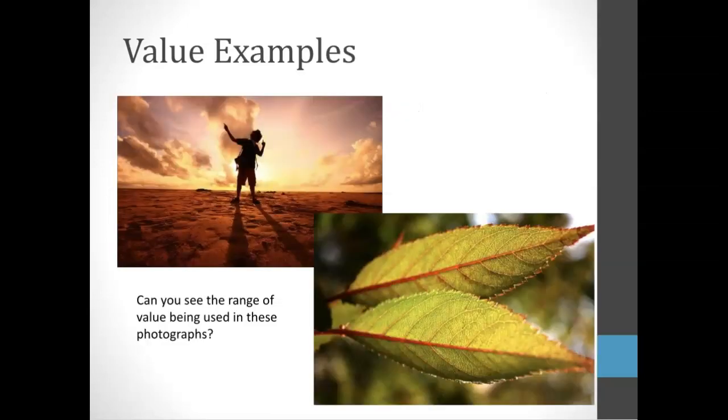Here's some good examples of value being used. The light is coming from behind in both of these images. One to create a silhouette, and another that just creates an interesting view on a leaf where we can notice some of the texture more by having that light from behind.